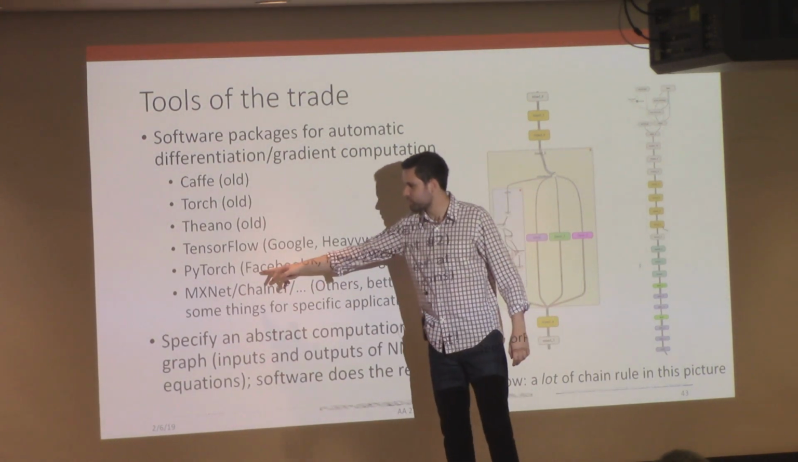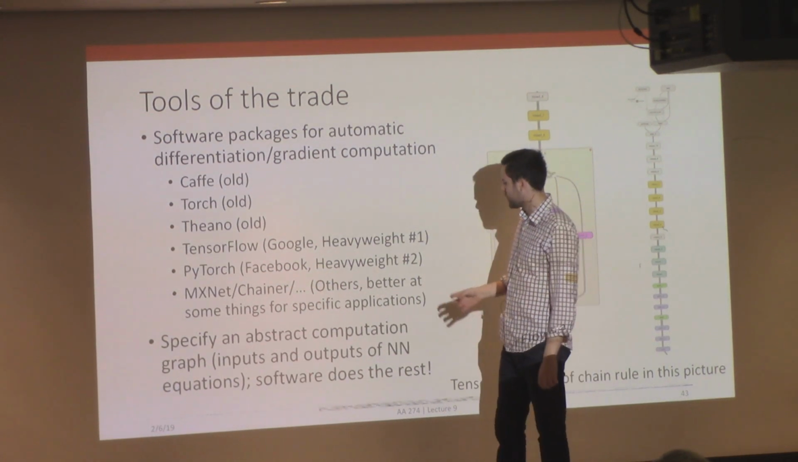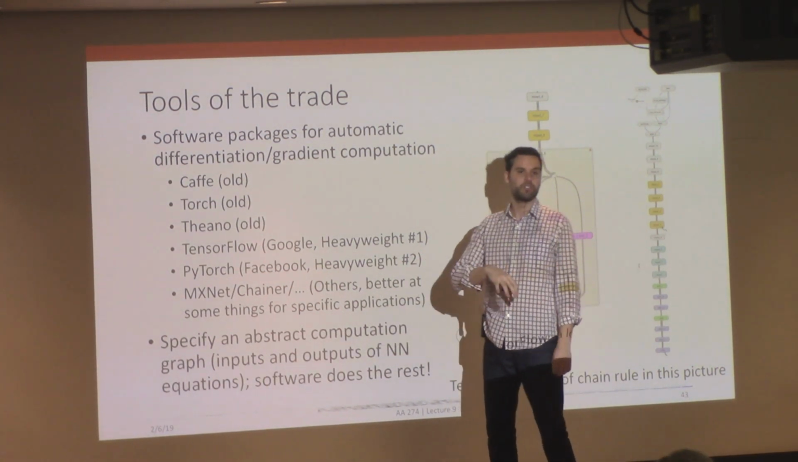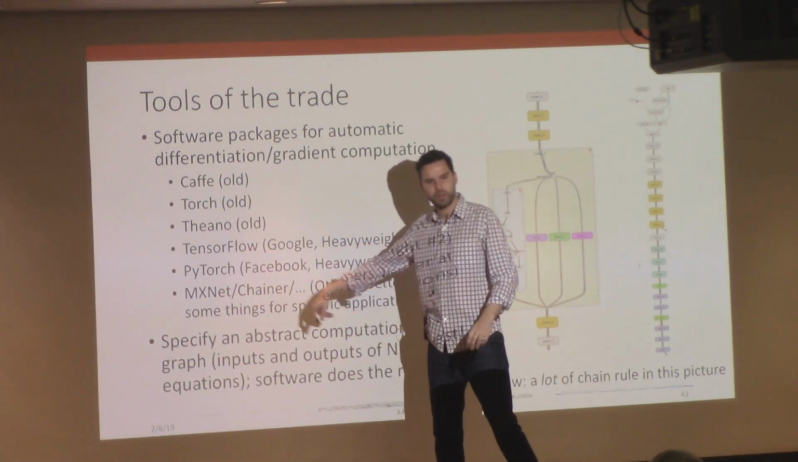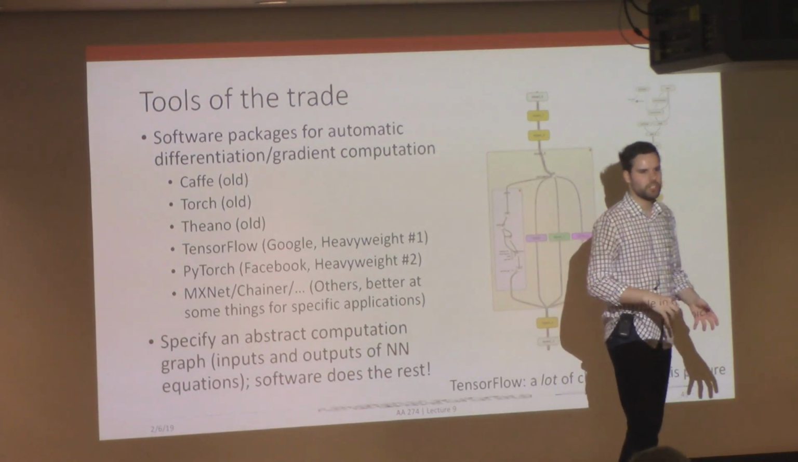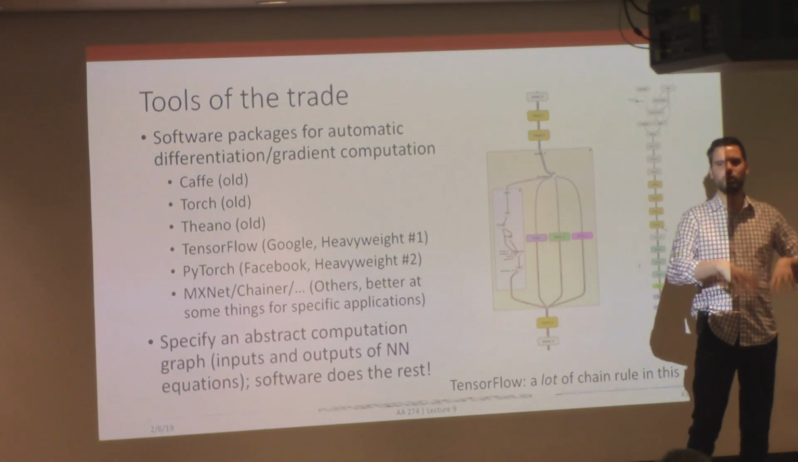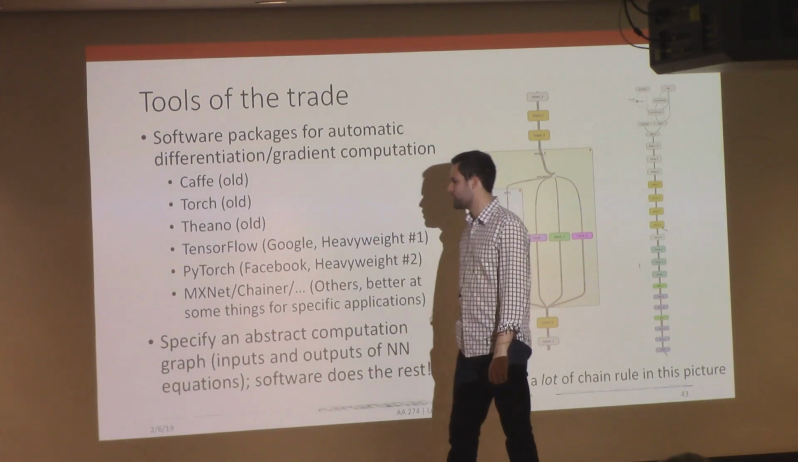Then PyTorch was released sometime last year, maybe the year before. This is run by Facebook, and it's another big heavyweight, especially in research, because it's really easy to work with. And then there's some others, like MXNet, Chainer, or whatever, which are better at some things for specific applications, but it's really only if you want to be good at some specific application. So, for the most part, you don't have to worry too much.